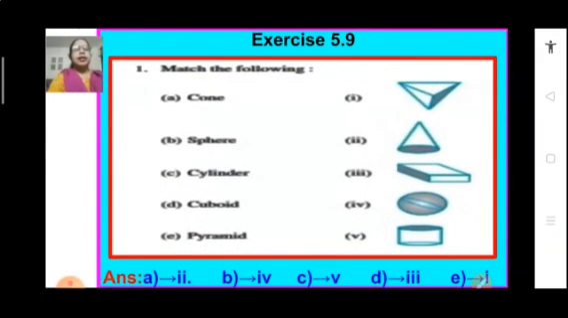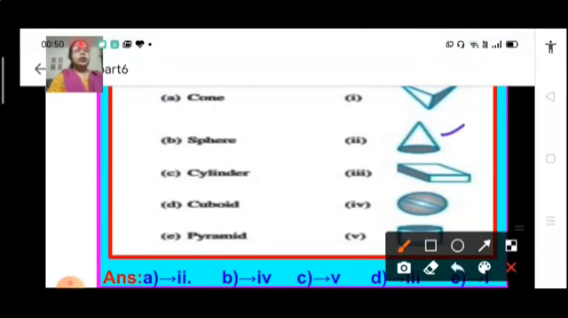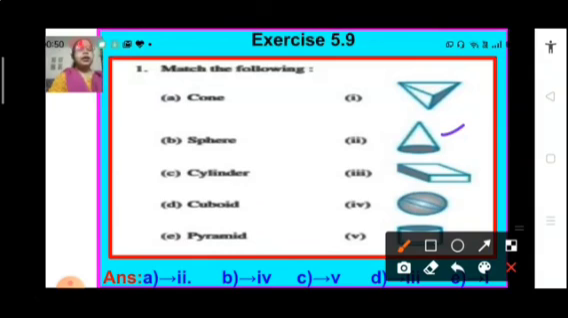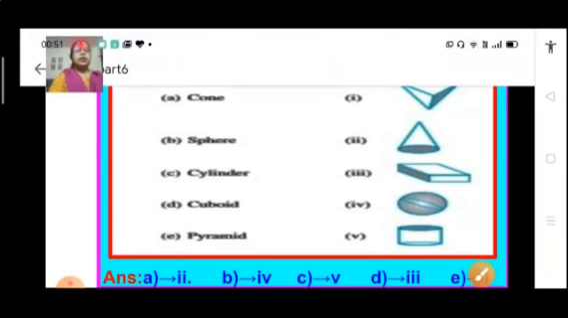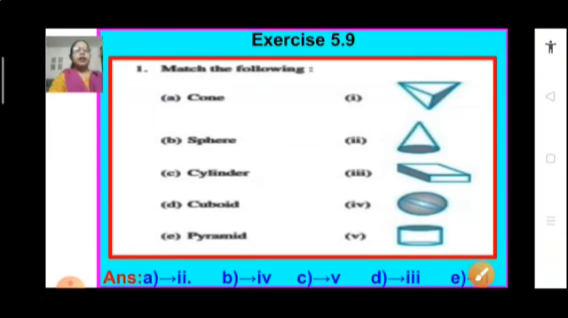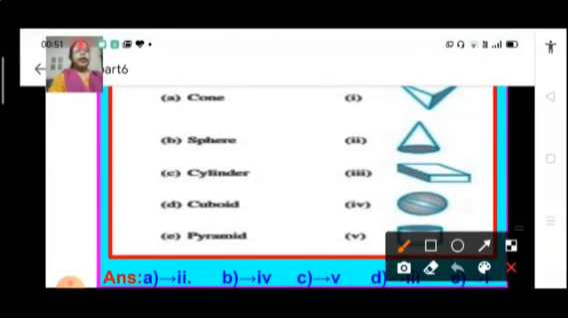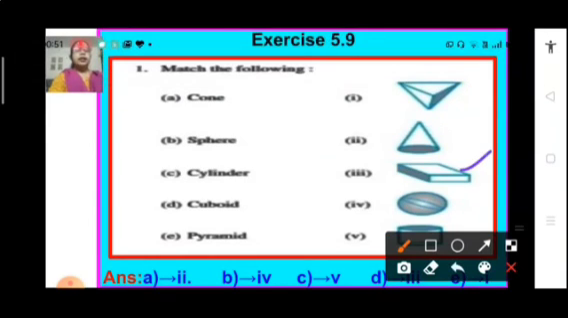Now let's solve exercise 5.9. Here we have to match. So what is the example of a cone? Cone is the second one, isn't it? This one is a cone. Then B, sphere. A ball is a sphere. Cylinder. What is a cylinder? The last one is a cylinder, 5. Then D, cuboid. A textbook is a cuboid. And E, a pyramid. This is a pyramid.